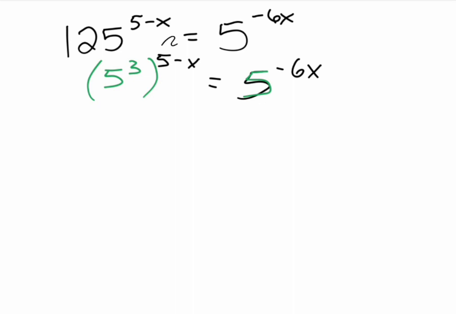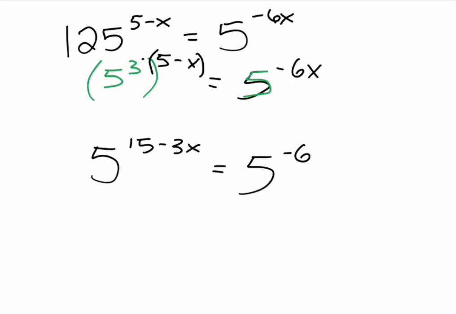Where there used to be a 125, I now put 5 to the third. The one thing to be careful about is when you have an exponent to an exponent, you multiply. If this one is more than one term, don't forget you have to distribute. So this will say 5 to the 15 minus 3x equals 5 to the negative 6x. Now that these bases match and the two things are equal to each other, the only way that can happen is if the exponents are equal. So I use that property. It's basically like the bases went away. Now I have a really simple linear equation I can solve.